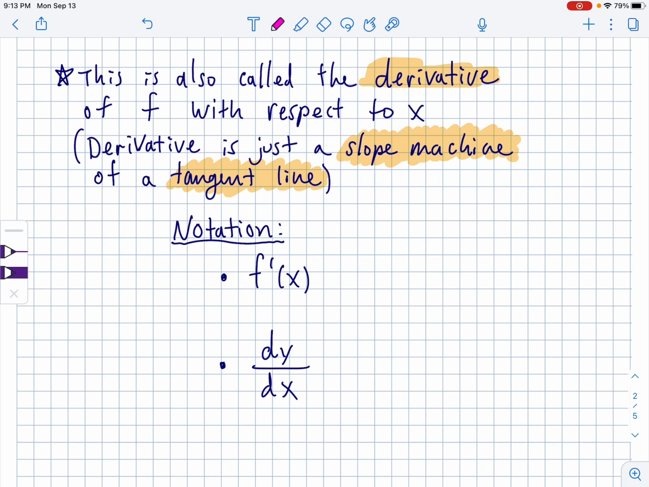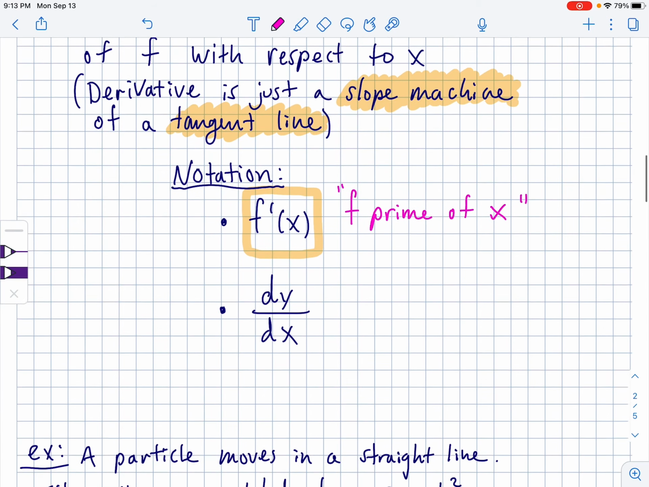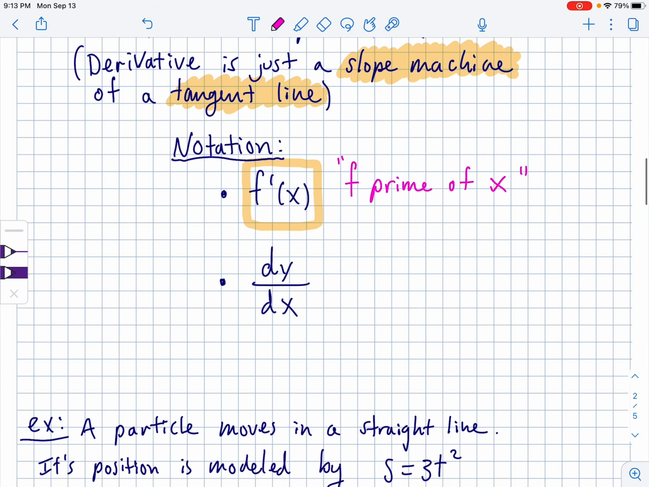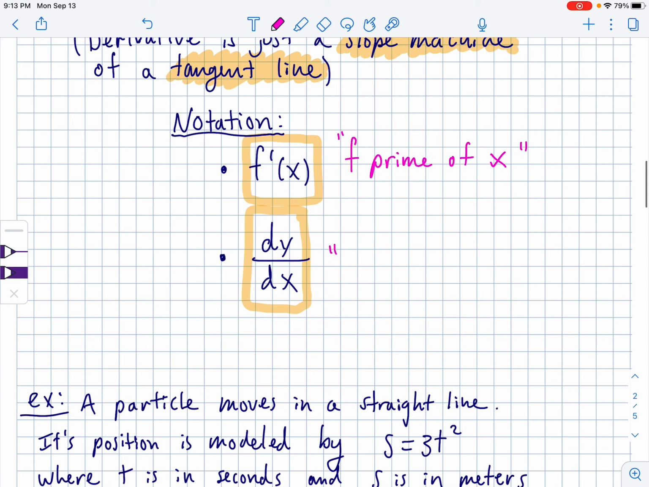So, the first notation here you'll see is f prime of x, and that's the way you say this. F prime of x. It's a little like an apostrophe on the f. The other one that maybe doesn't come up as often but does come up is this guy right here, dy over dx. This is called the derivative of y with respect to x.